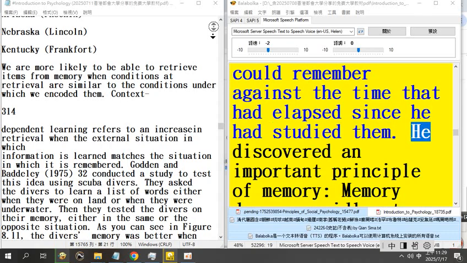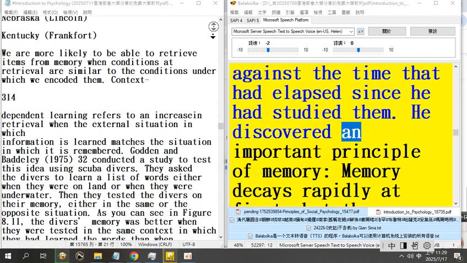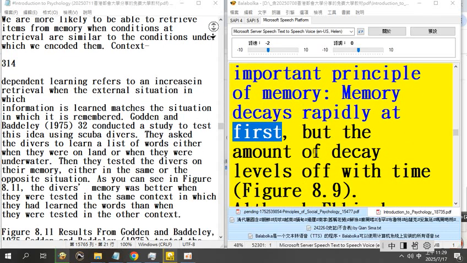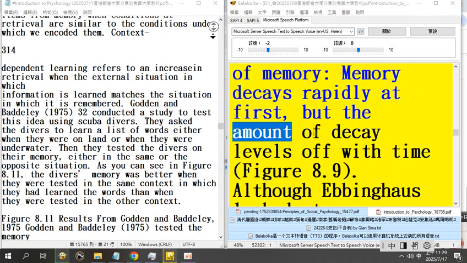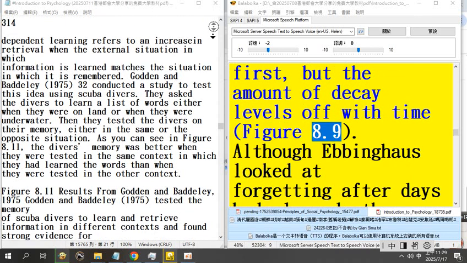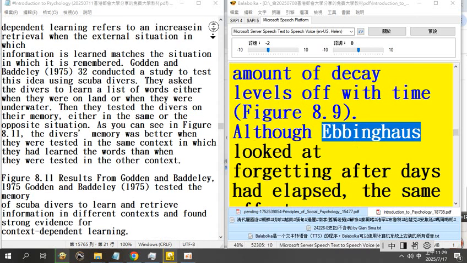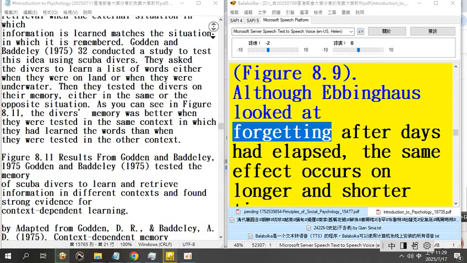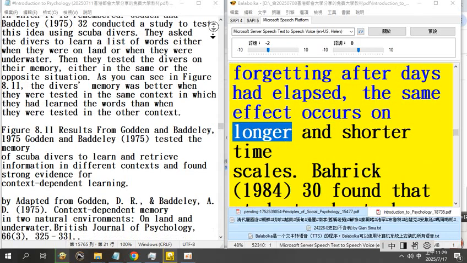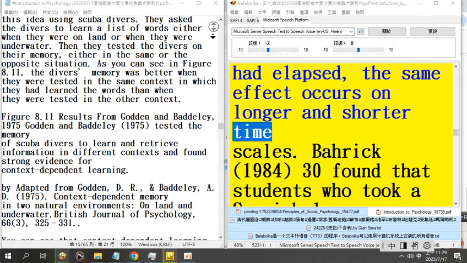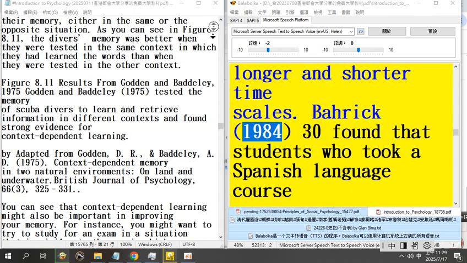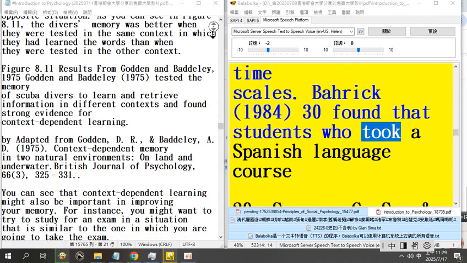He discovered an important principle of memory: memory decays rapidly at first, but the amount of decay levels off with time. Figure 8.9. Although Ebbinghaus looked at forgetting after days had elapsed, the same effect occurs on longer and shorter time scales. Baruch, 1984, 30 found that students who took a Spanish language course.